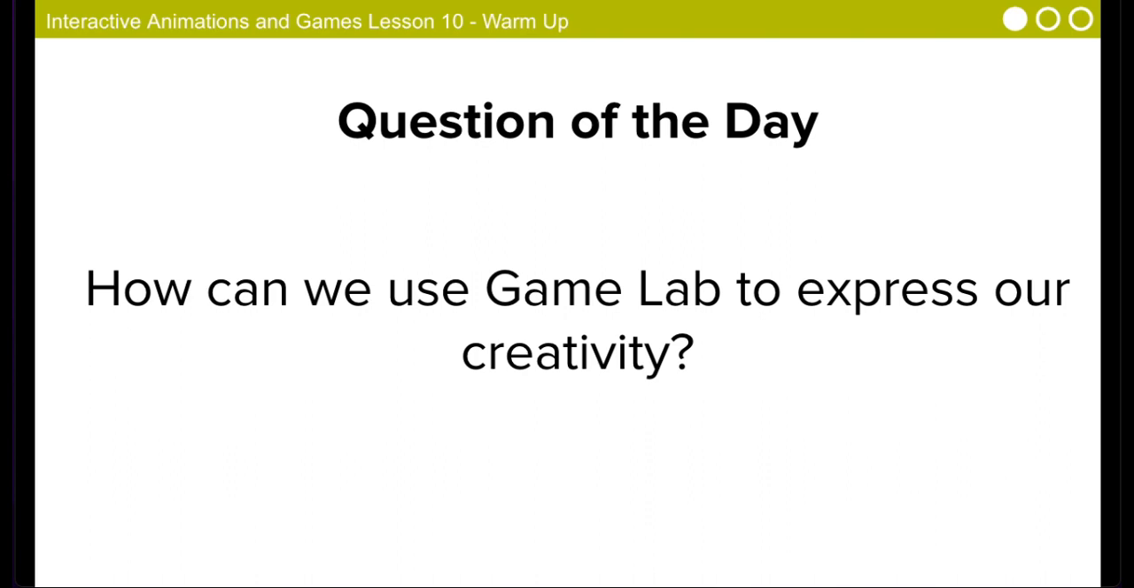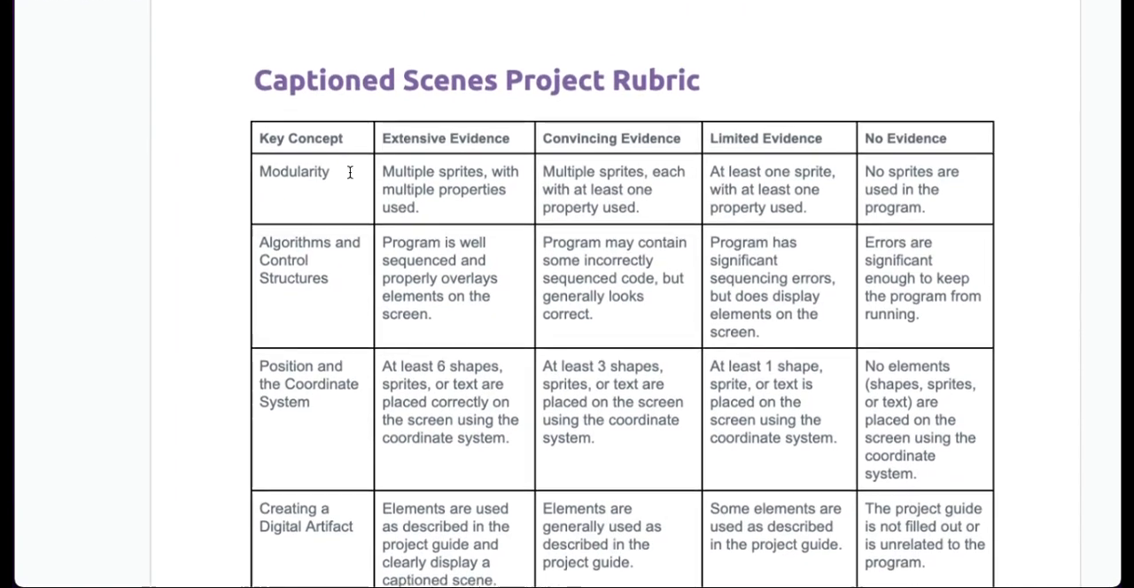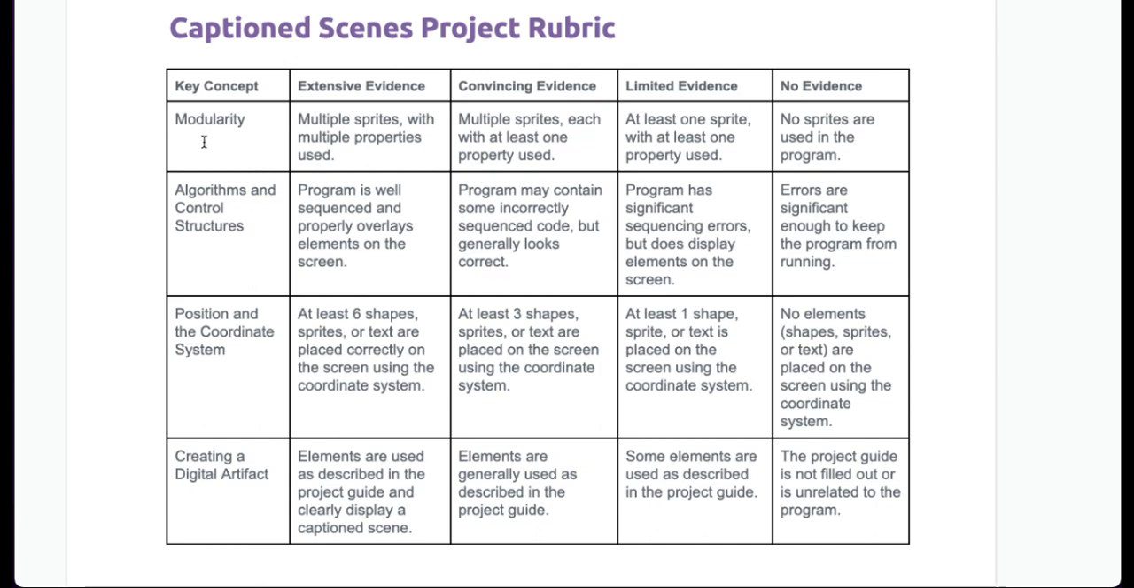You do have an activity guide for this lesson. Because we're creating a project, you'll have a rubric, and let's go over the rubric first, and then I'll show you what the activity guide looks like. So for our rubric, you have modularity. You're being scored on modularity. That is the concept.